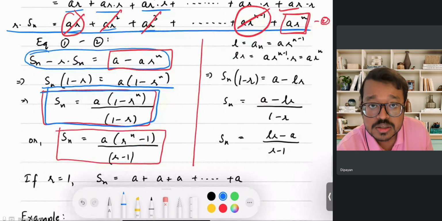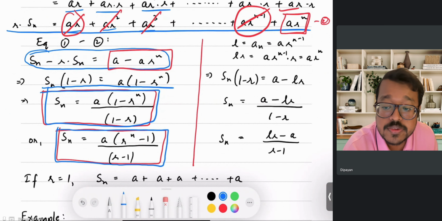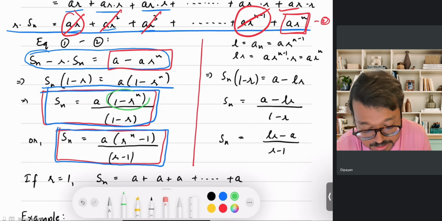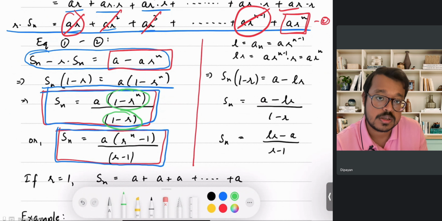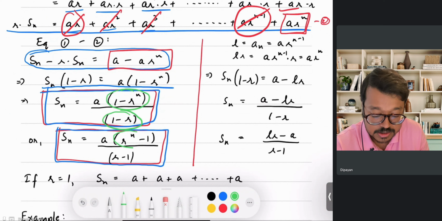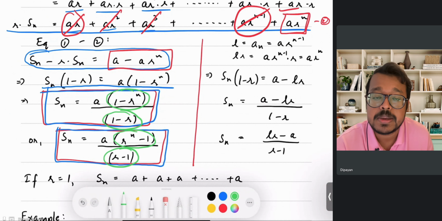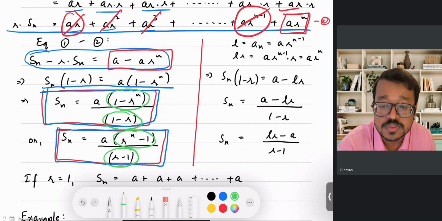Now it is also the same as writing Sn is equal to a multiplied by r to the power n minus 1, divided by r minus 1, because from these two terms, 1 minus r to the power n and 1 minus r, if I take minus 1 common, then it is the same. In your textbooks you might see that depending upon the absolute value of r, if it is more than 1 or less than 1, you should use one of these formulas, but technically both are the same.